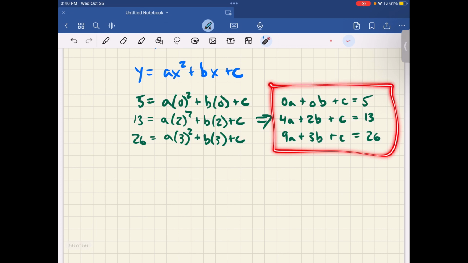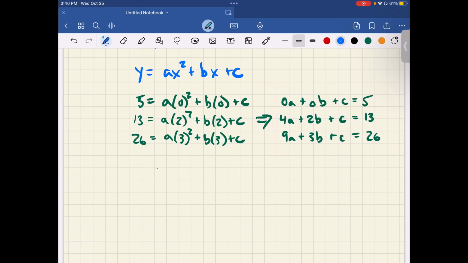Now, if I take these constants and coefficients and turn them into a matrix, I will get the matrix 0, 0, 1, right? Because the coefficient in front of C is 1, coefficient in front of A is 0, coefficient in front of B is 0, right? And then that equals, on the other side, 5, right? So doing the same thing with the rest of them, 4, 2, 1, 13. Then I got 9, 3, 1, and 26. Okay, so now I have this augmented matrix that I can now perform row operations on.